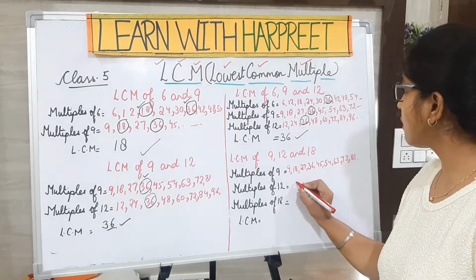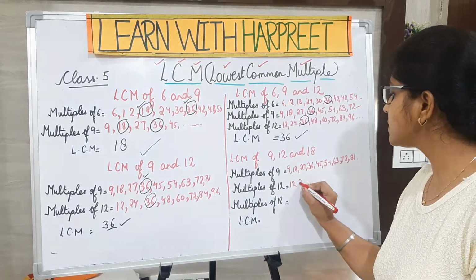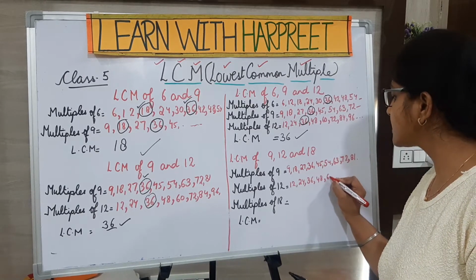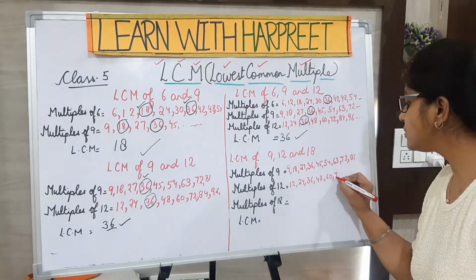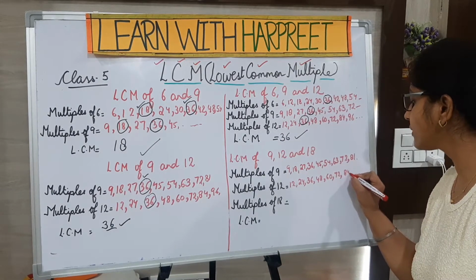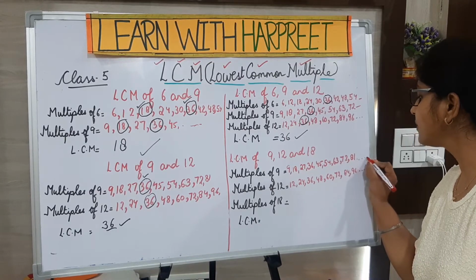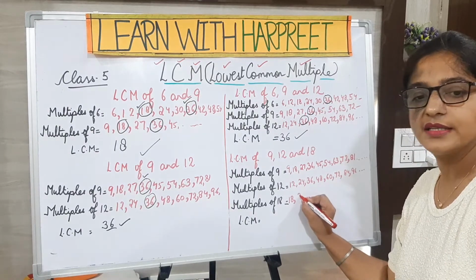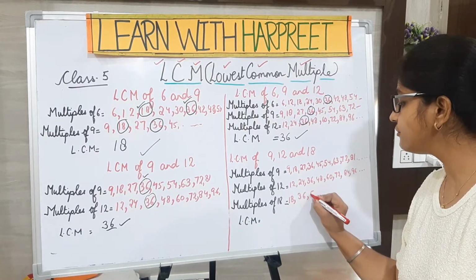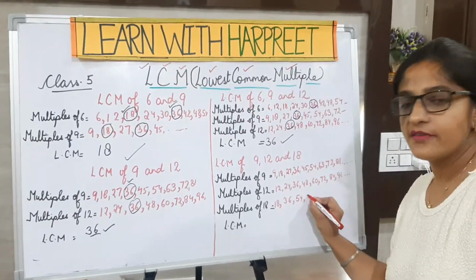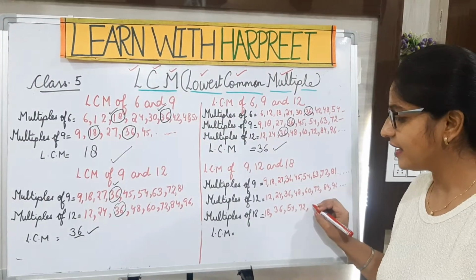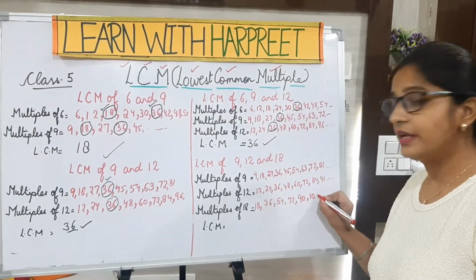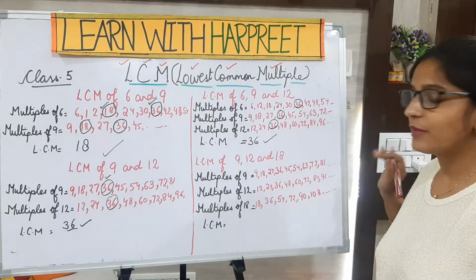Now the multiples of 12 when I write: 12 ones are 12, 12 2s are 24, 12 3s are 36, 12 4s are 48, 12 5s are 60, 12 6s are 72, 12 7s are 84 and 12 8s are 96 and so on. Multiples of 18: 18 ones are 18, 18 2s are 36, 18 3s are 54, 18 4s are 72, 18 5s are 90, 18 6s are 108 and so on.